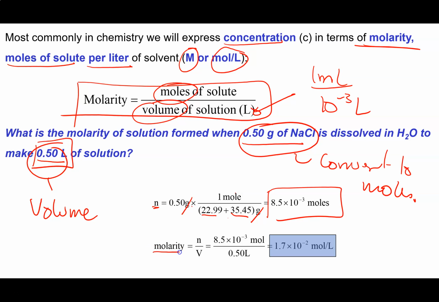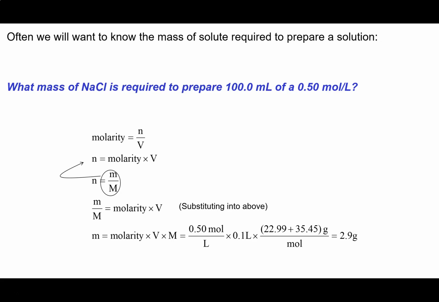So in order to get the molarity, we take our number of moles and divide it by the volume of our solution in liters, which we were conveniently given. So now we can just go ahead and do that calculation. So it is 8.5 by 10 to the minus 3 moles divided by 0.5 liters. And here's our answer. And we're giving that to two significant figures because both of our starting numbers had two significant figures. So that's a pretty straightforward kind of calculation.